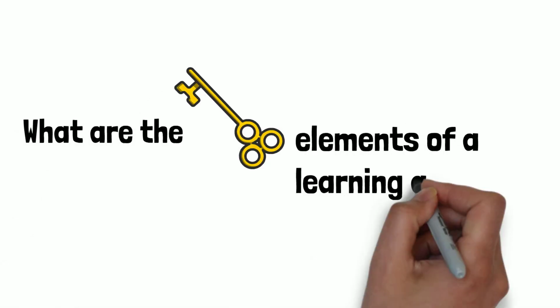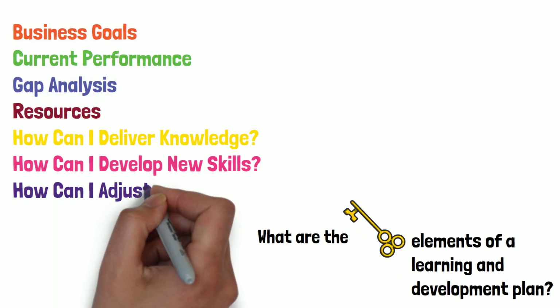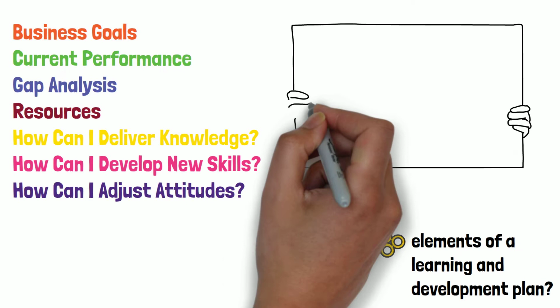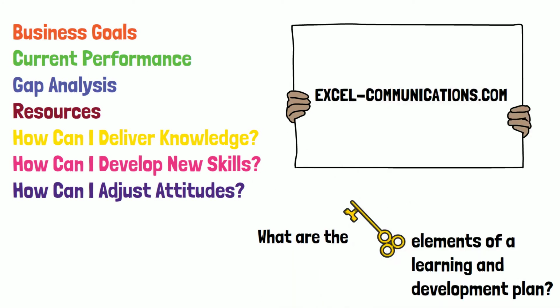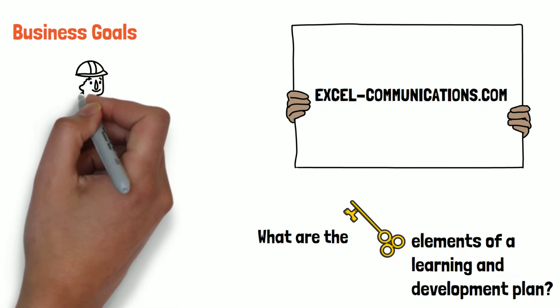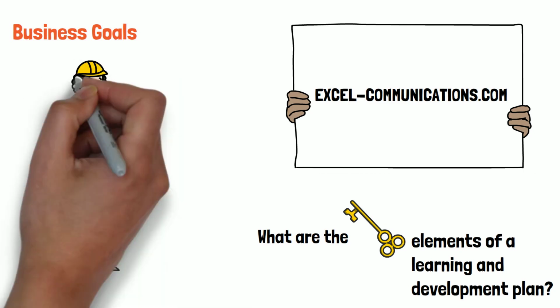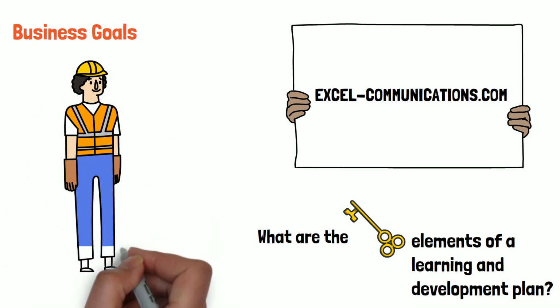What are the key elements of a learning and development plan? Here is the framework that we've set out. We go into much deeper detail about each of these over on our website, so head there after this video to discover a bit more. First up, business goals. Crucial to your plan is for it to be built around your business vision and goals. Define what your ideal outcomes look like and reverse engineer from there.